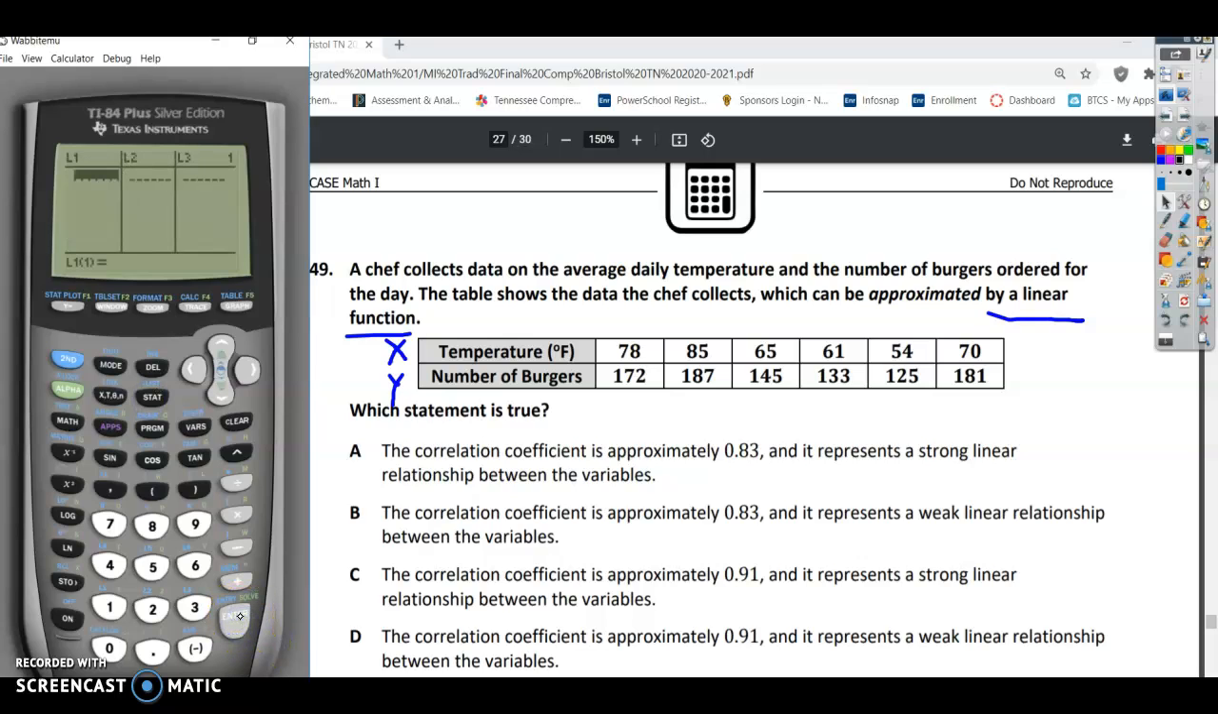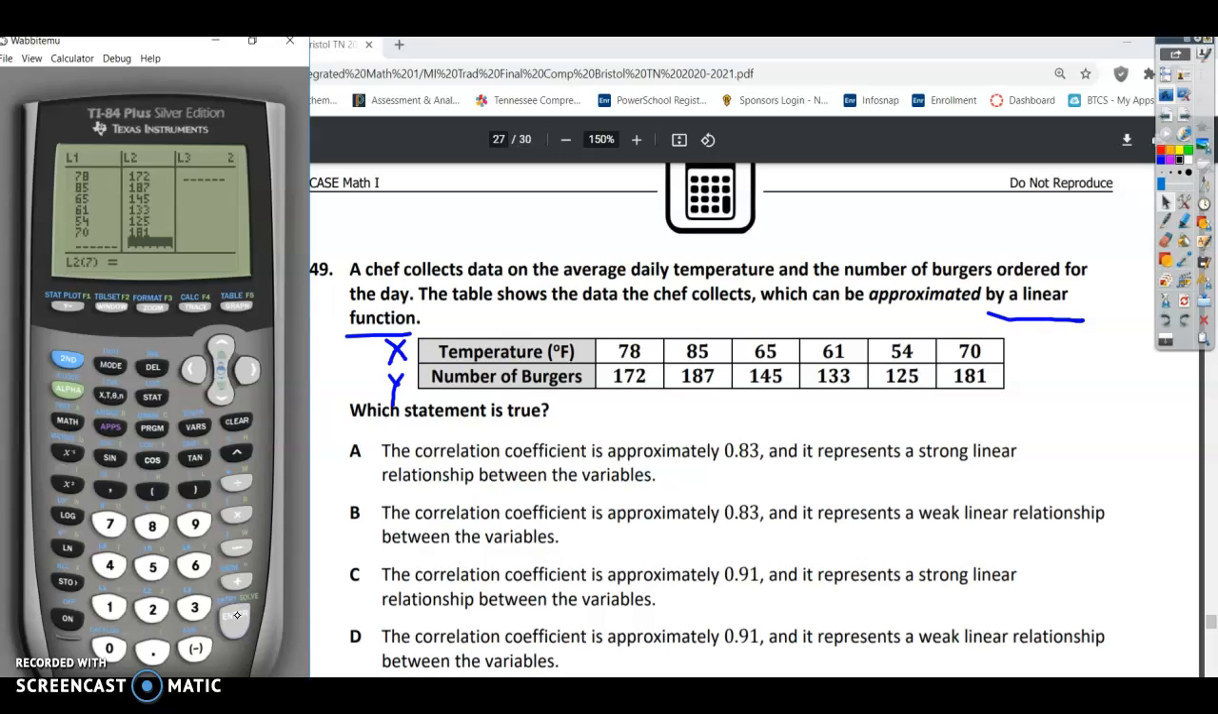All right, so I'm going to go back to Stat, and now I'm going to edit. Now I'm going to enter my data. So I'm going to enter L1 will be my X's, so 78, 85, 65, 61, 54, and 70. All right, in L2, I'm going to put my number of burgers, my Y values. So 172, 187, 145, 133, 125, and 181.